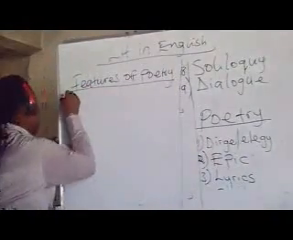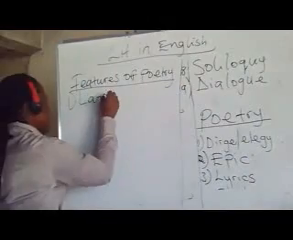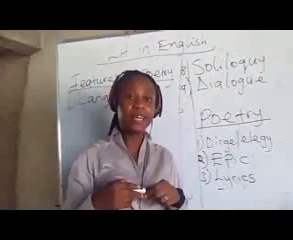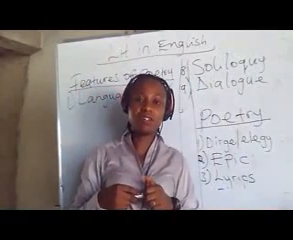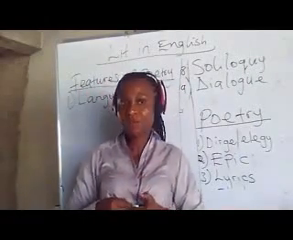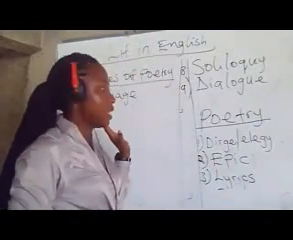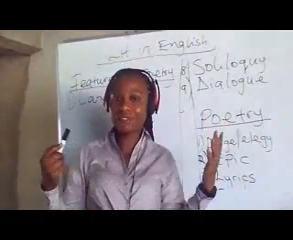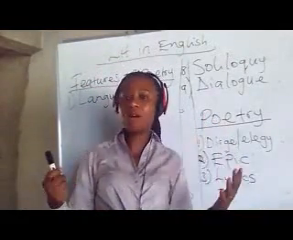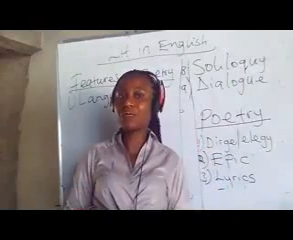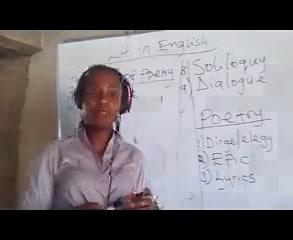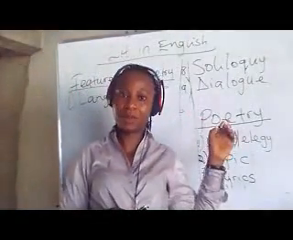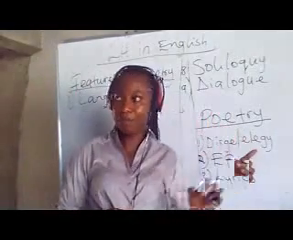Features of poetry. One, we have language. Language here refers to the diction, or the choice of words, which the writer uses in writing his poems. For example, you have simple language and complex language. The writer may also choose to use some poetic devices which are simple.